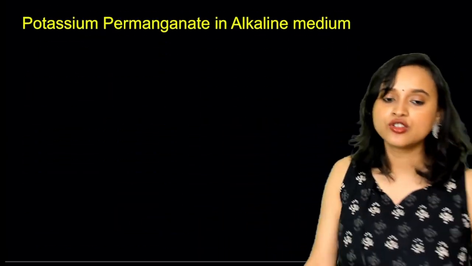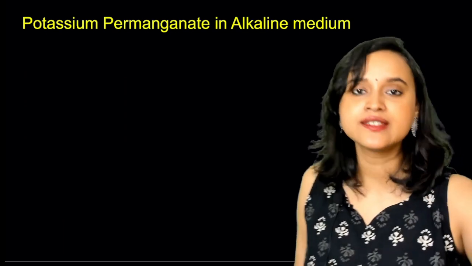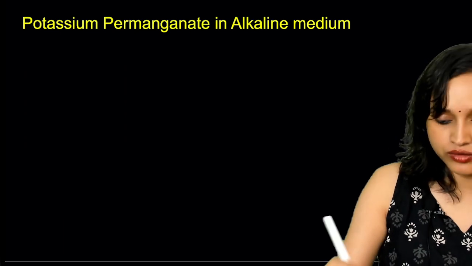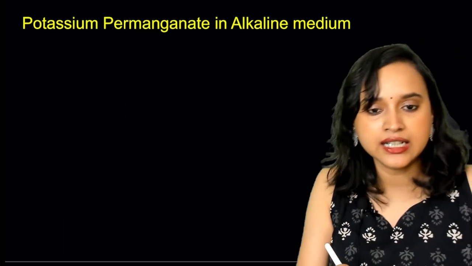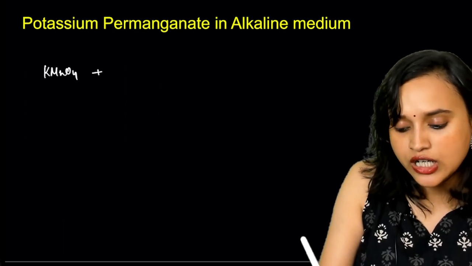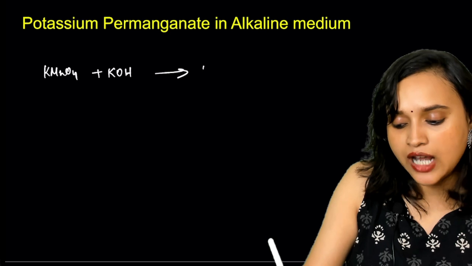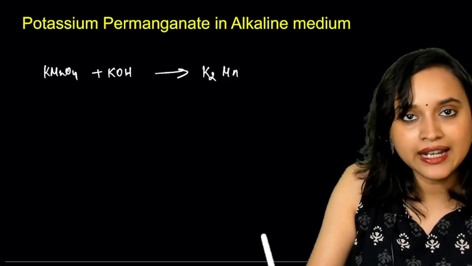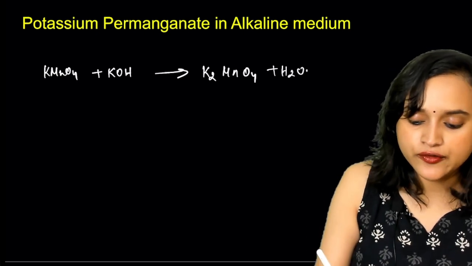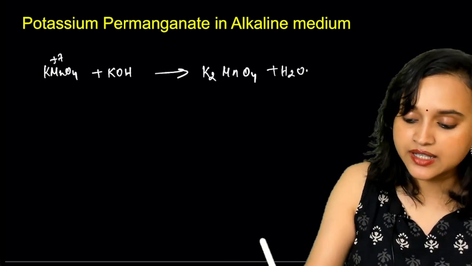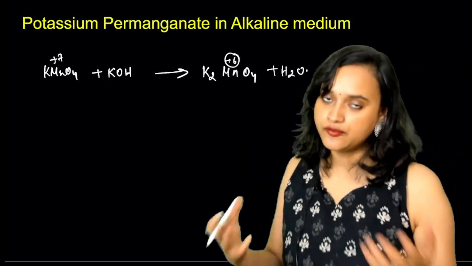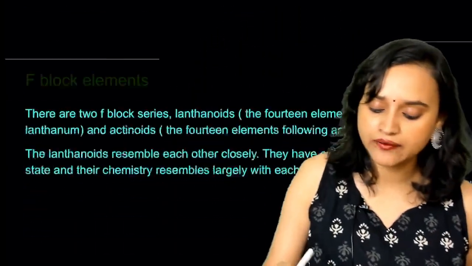Okay, now let's go to alkaline medium. In alkaline medium, the difference is only 1, everybody. Now take a look at it. Suppose you take KMnO4 plus KOH. It will go to K2MnO4, plus you will get some amount of H2O. Now if you calculate the oxidation state, you will find that this is in +7 and this is in +6, so the difference is only 1 electron. Therefore, the trick that I told you, band 153.